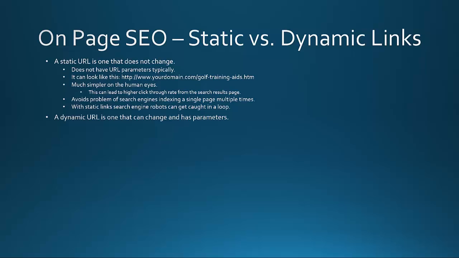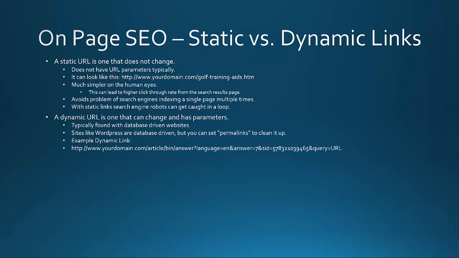A dynamic URL is one that can change and has parameters tied to it. Those parameters might include a question mark, number 5, number 4, different parameters that show up to different people. It typically is found within database driven websites. Sites like WordPress are database driven, but you can set permalinks to really clean it up and give each page a solid static URL that is produced and shown to the search engines as well as to the people.